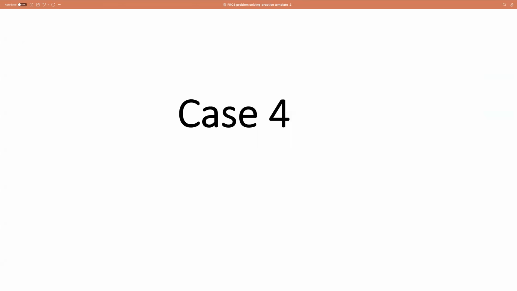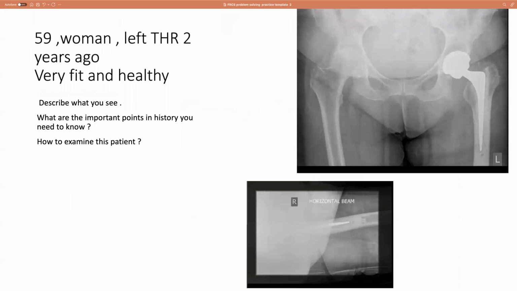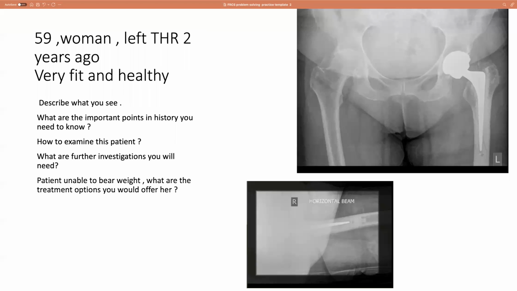Case 4. This is 59 years old woman, had a left total hip replacement 2 years ago. She is very fit and healthy. Describe what you see. What are the important points in history you need to know? How to examine this patient? What are further investigation you need to know?